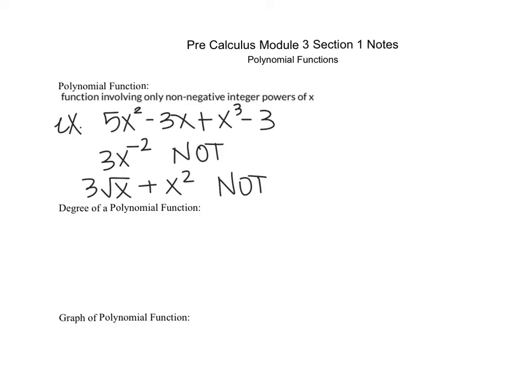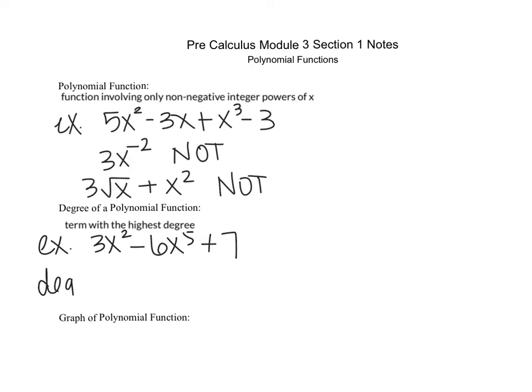Next, we want to look at the degree of a polynomial function. So the degree of a polynomial function comes from the term with the highest degree. So each term can have its own degree, but the degree of the entire polynomial is the biggest one. So if I'm looking at an example, such as 3x squared minus 6x to the 5th plus 7, the degree comes from the term with the biggest exponent. So it's not necessarily the first term.